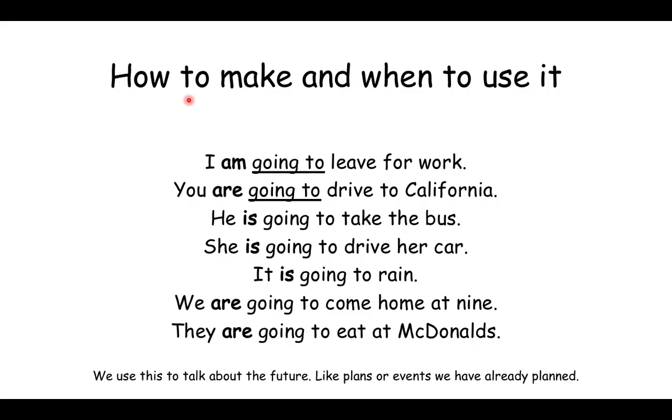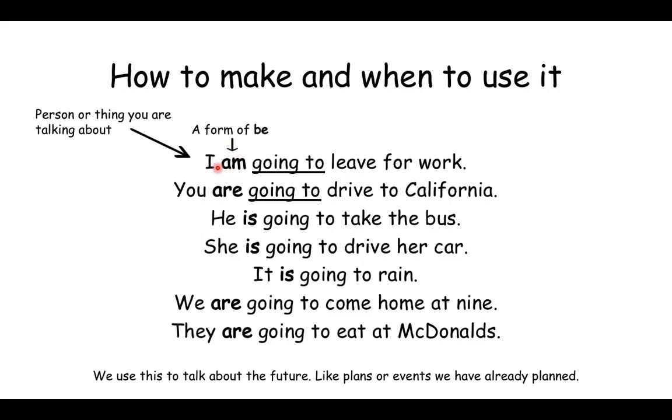So we're going to review what we learned yesterday: how to make it and when to use it, meaning when to use "going to." We know that we need the person or thing we are talking about, which right here is I. You can have I, you, he, she, it, we, or they. The next thing you need is a form of be, which is am, are, or is. You can use any of these. They're all forms of be.